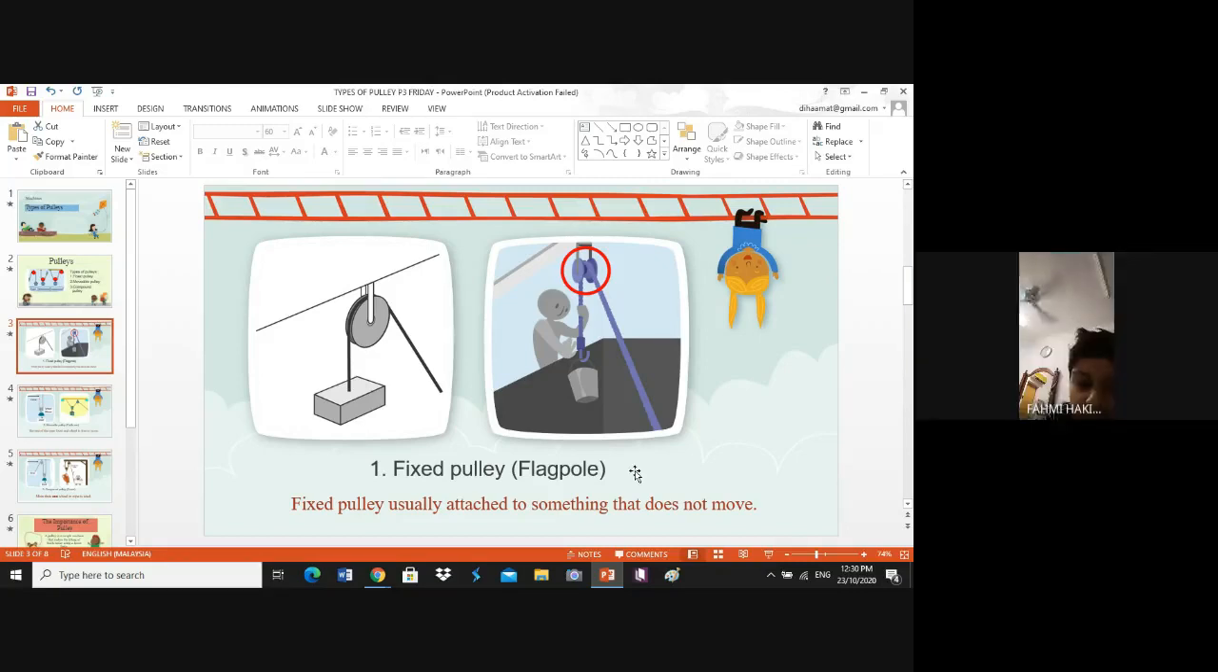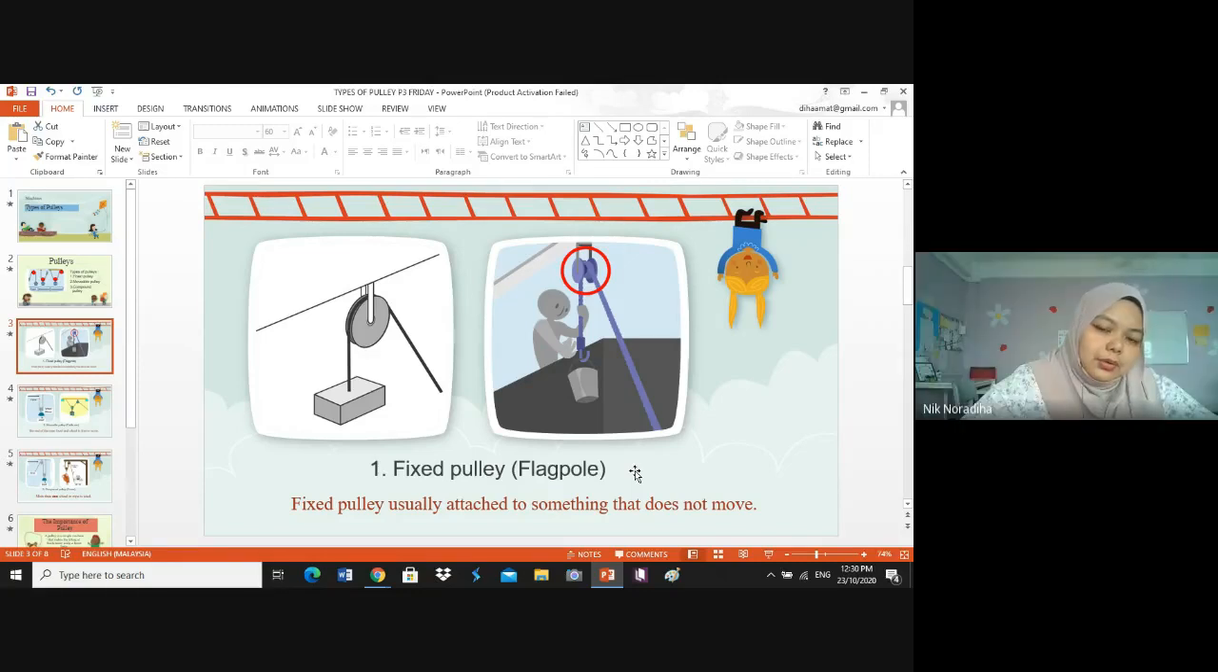Do we have to draw the picture also? No, you don't have to draw. You already have the fixed pulley picture inside your book before this. But if you don't have it, it's okay. Just write the notes.